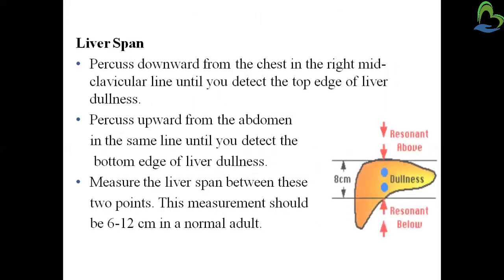This is related to liver span. As shown in the figure, percuss downward from the chest in the right midclavicular line until you detect the top edge of the liver dullness. Percuss upward from the abdomen in the same line until you detect the bottom edge of the liver dullness. Measure the liver span between these two points. This measurement should be 6 to 12 centimeters in a normal adult.